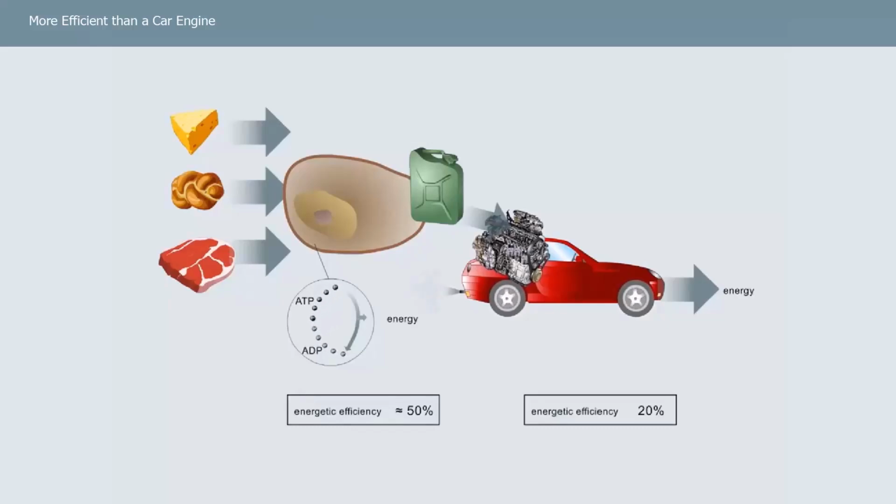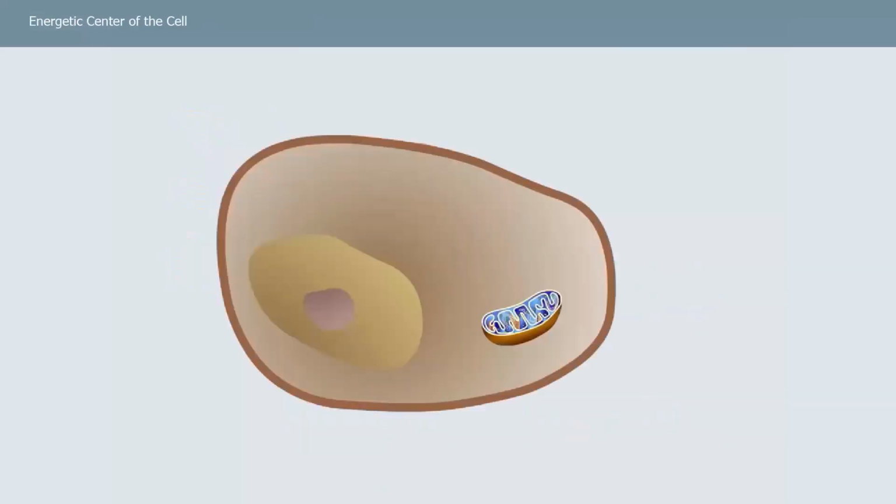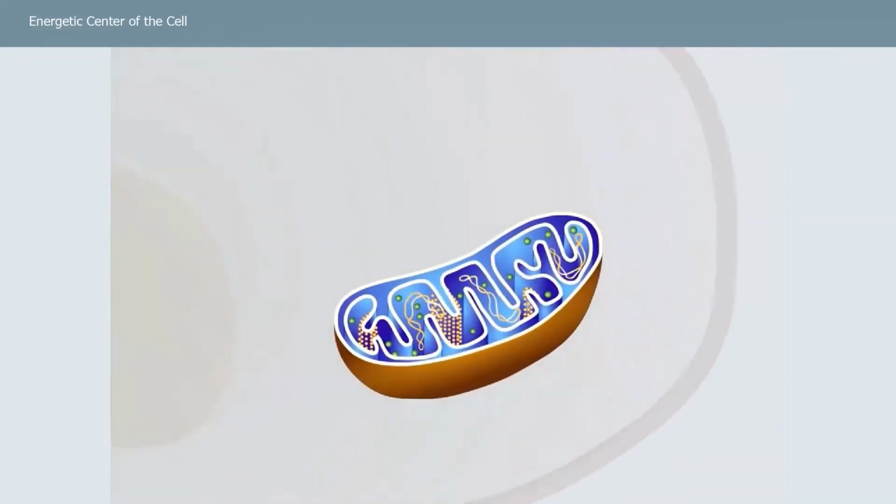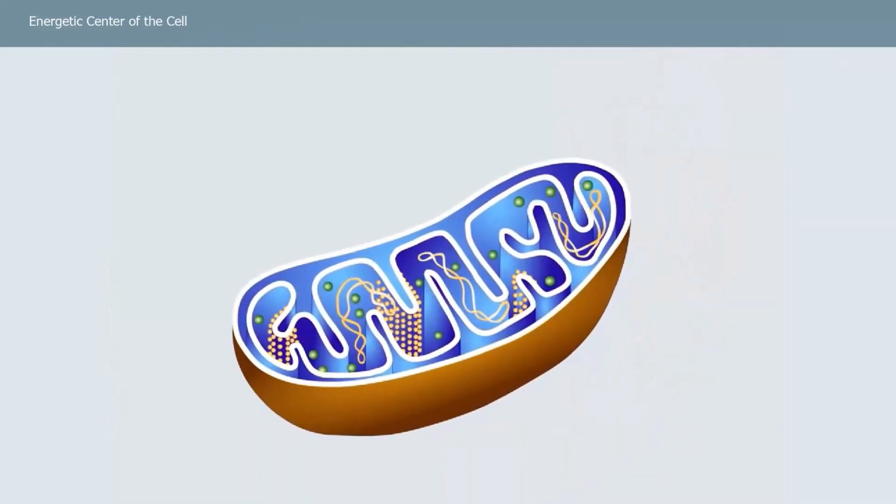So, to summarize the whole process in a simple way, we could say that the food molecules are broken down in 3 phases, and in the end they give rise to the universal carrier of energy in the cells, ATP. Production of the ATP itself takes place in mitochondria, the energetic center of the cell.